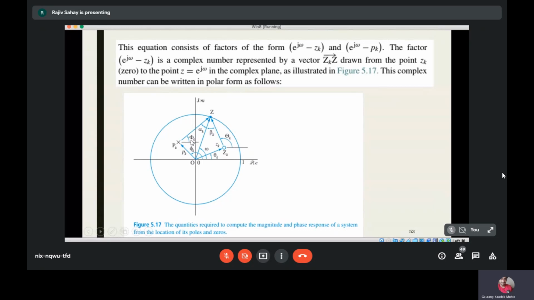I think all of you are able to see my cursor. Yes. This is capital phi k. This is small phi k. This vector length is capital Rk. This vector length is small rk.